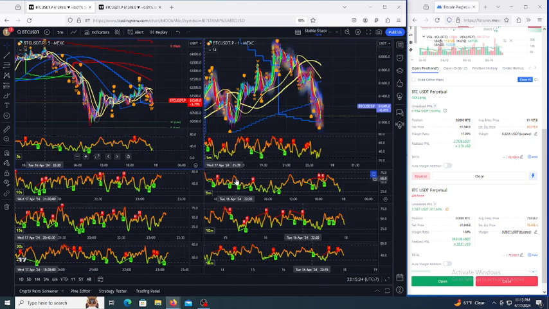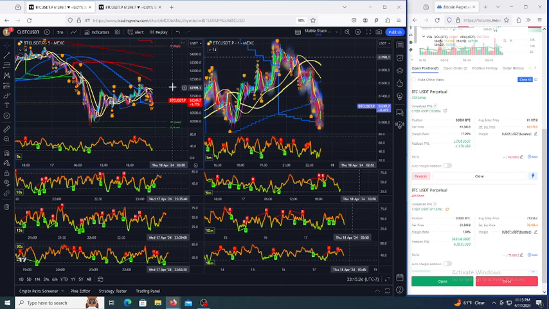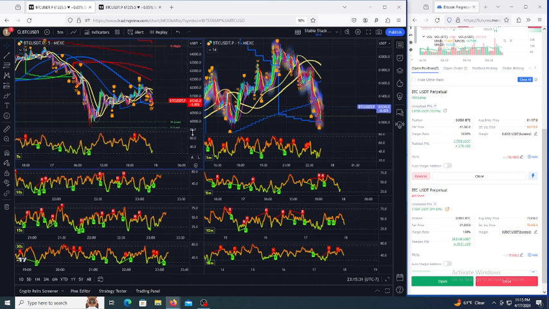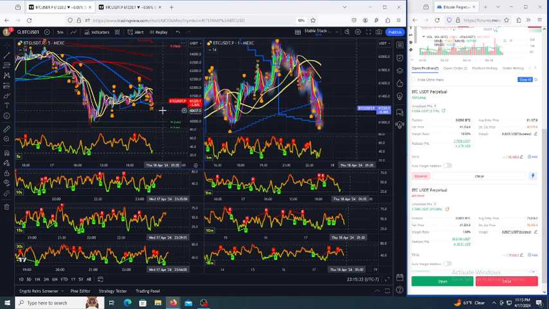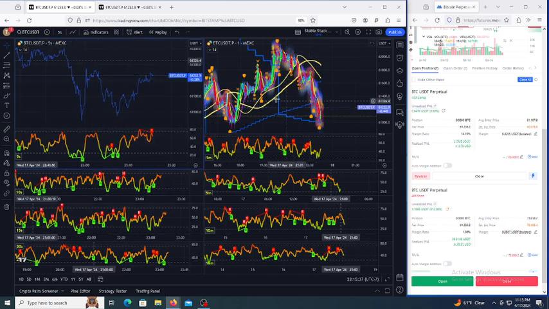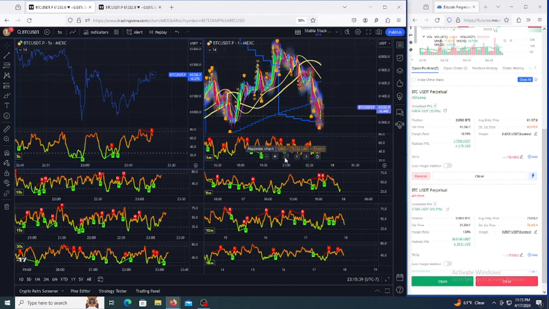I call this the stablecoin stack. Okay, and what I have here is, I run the 5-second here, and I run the 1 minute here. Hold on.